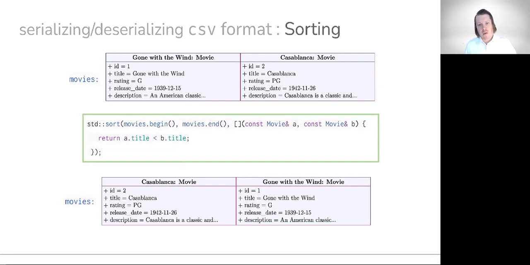criteria. So let's assume we've read in a collection of movie objects from a file where they were stored in CSV format. So they've been deserialized and now they're stored in a standard library vector called movies. Let's say then we'd like to sort the movies within this vector in alphabetical order. That is going to be possible to accomplish using the standard library's sort function, which is defined in algorithms.